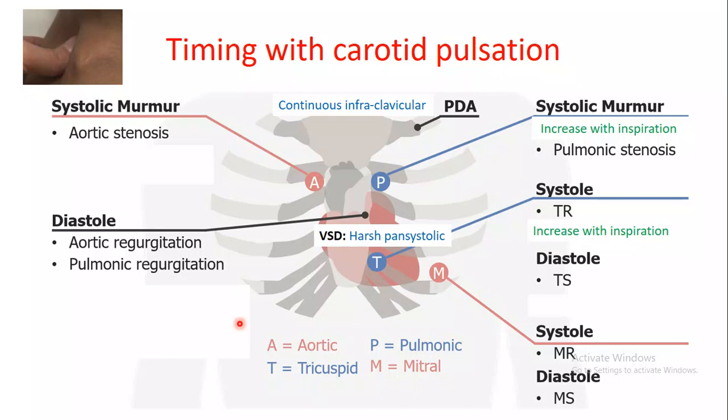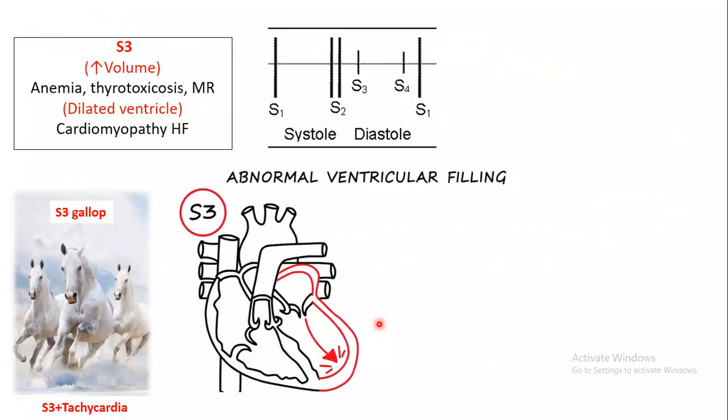Last thing is commenting on the intensity of the murmur. To simplify this issue, if we have a murmur and a thrill felt over the site of the murmur, this is automatically grade 4 plus. If no thrill, this is most probably grade 3. Then moving to extra heart sounds. What are the extra heart sounds that could be heard?